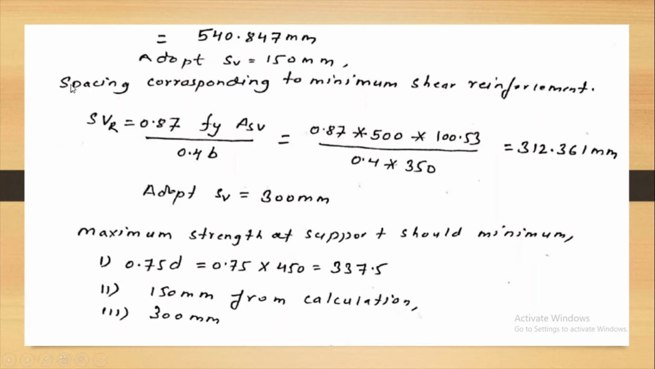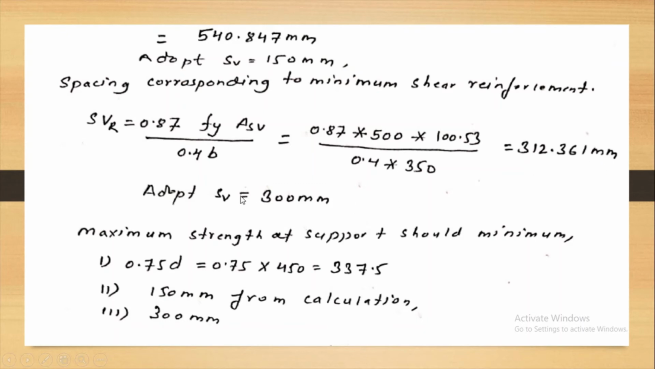Now the spacing corresponding to the minimum shear reinforcement. This is in the middle part of the beam, where we have put the minimum stirrups. For that also we have to calculate the spacing. Here we have the formula for calculation of spacing: 0.87 Fy Asv divided by 0.4 b. By putting the values of Fy, Asv and b, we are getting 312.361 mm.